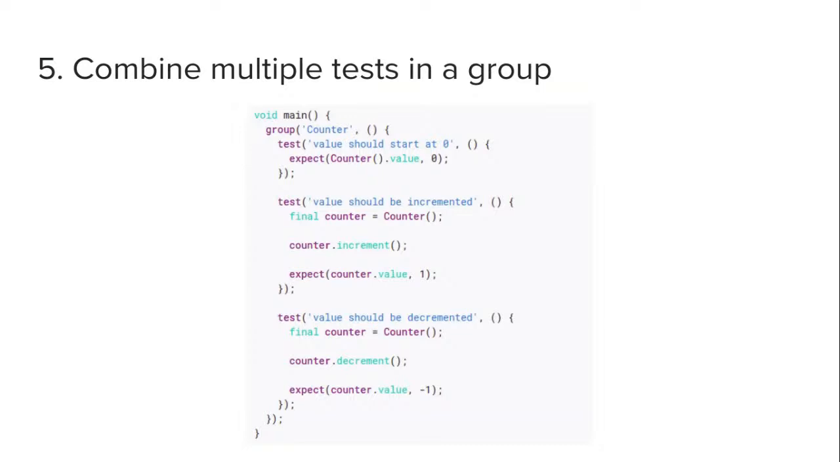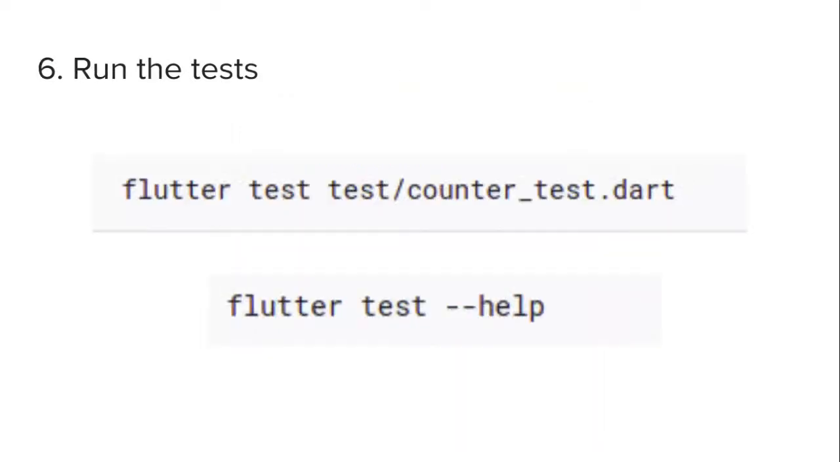Step number 6, after all of that, you can run the test using this command. You have a counter class with tests in place. You can just run the tests by executing the following command from the root of the project. This command is flutter test, run from the root of the project or the file containing the tests.